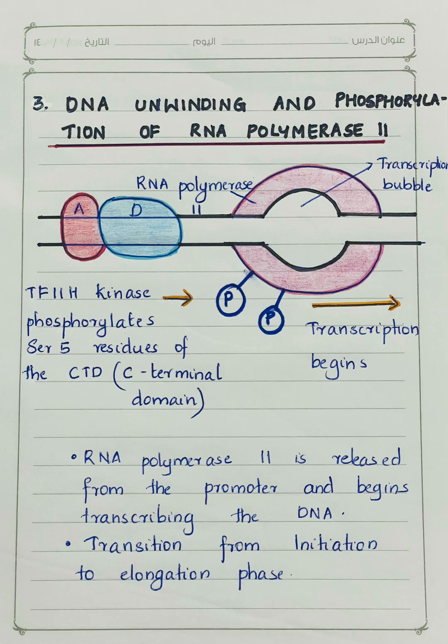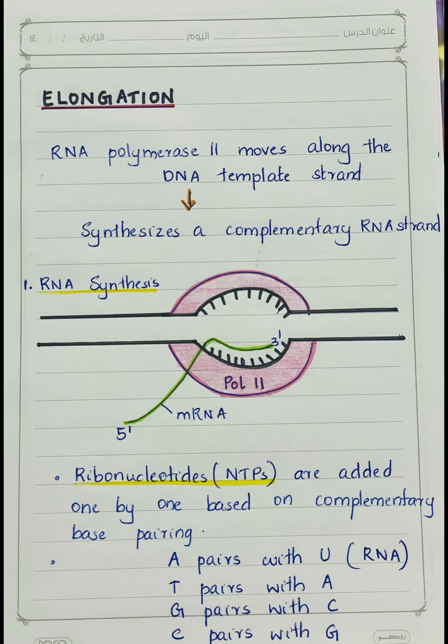RNA polymerase II will move forward along the DNA template to elongate the RNA transcript. Elongation is the stage in transcription where RNA polymerase II moves along the DNA template strand to synthesize a complementary RNA strand. This phase begins after promoter clearance and the phosphorylation of C-terminal domain of RNA polymerase II. RNA polymerase II breaks away from the pre-initiation complex and begins the synthesis of RNA in 5' to 3' direction. It uses the DNA template strand which it reads in 3' to 5'.